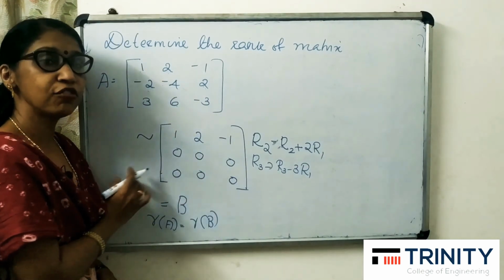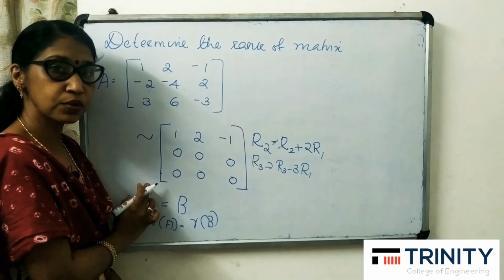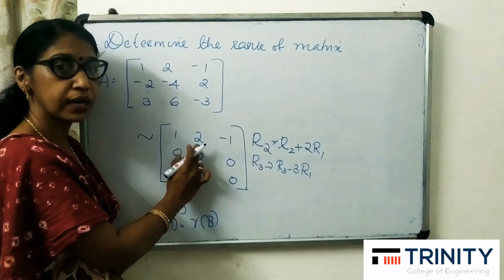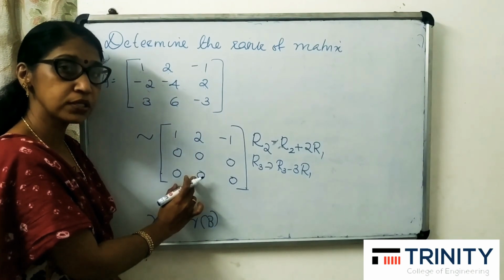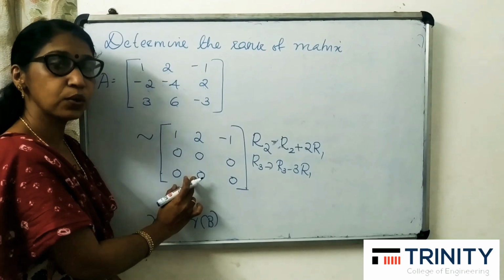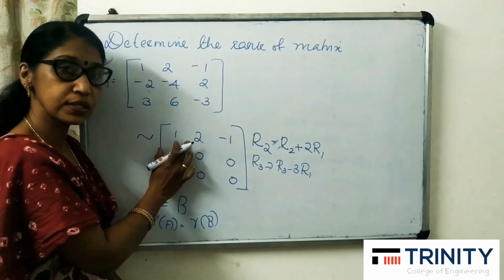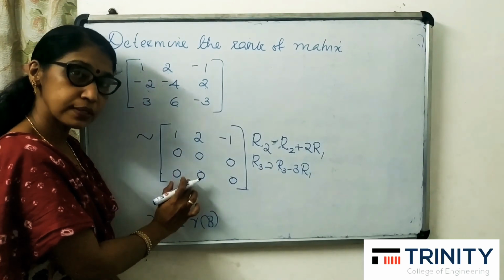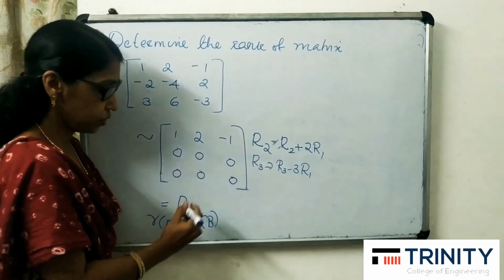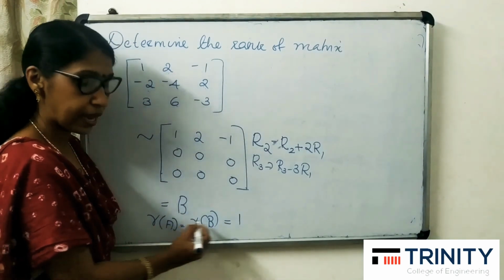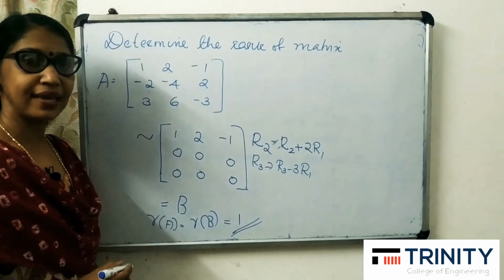But what is the rank of B? The rank of matrix B is the number of non-zero rows. Here only one row contains a non-zero element. The other two rows are zero rows. A non-zero row means at least one non-zero element is there in that row. So here there is only one non-zero row, and the rank of this matrix is the number of non-zero rows, which is 1. So rank of B is equal to 1, and rank of A is also 1. Thus we get the rank of matrix A.